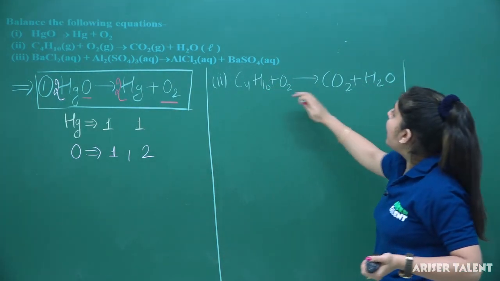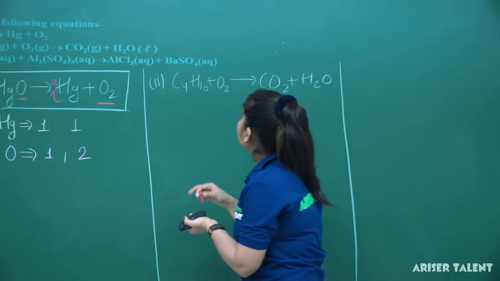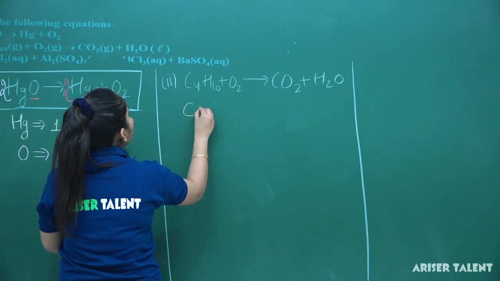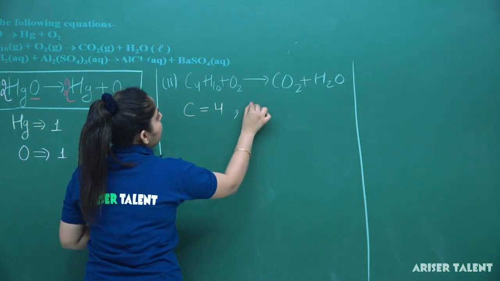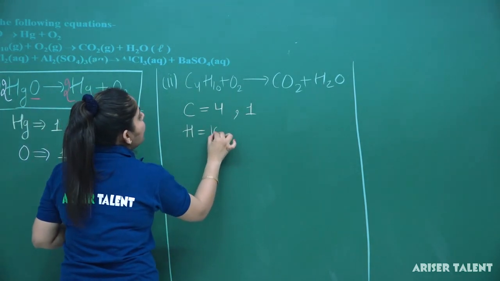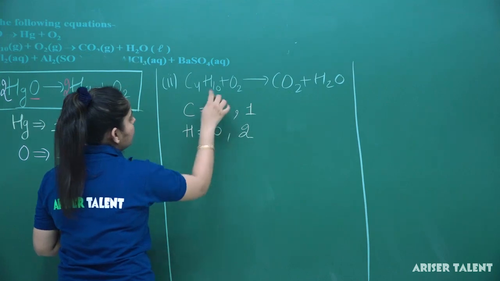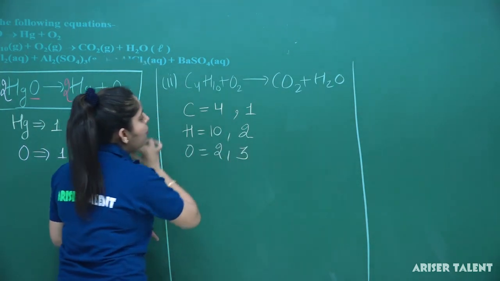Now comparing the number of each atom on both sides of the equation, what we have seen here is that the number of carbon atoms on the left hand side of the equation is 4. Here it is 1. The number of hydrogen atoms here is 10. Here we have 2. Oxygen atoms we have 2 here, and oxygen atoms here we have 3.